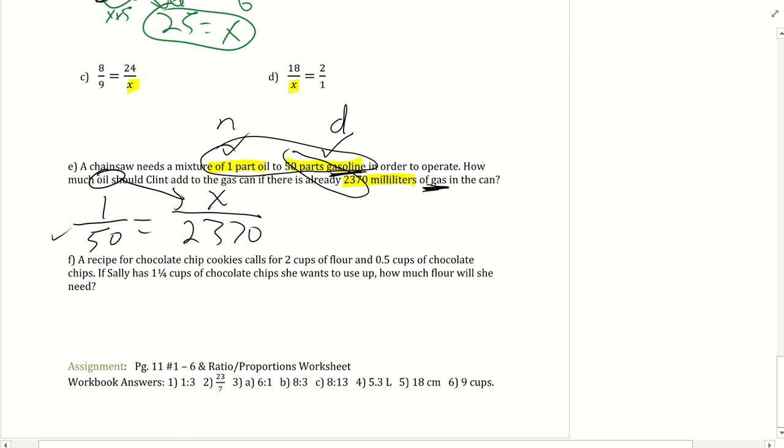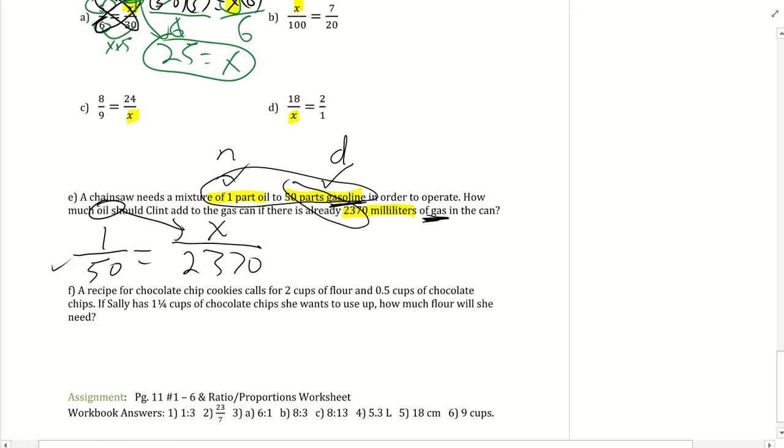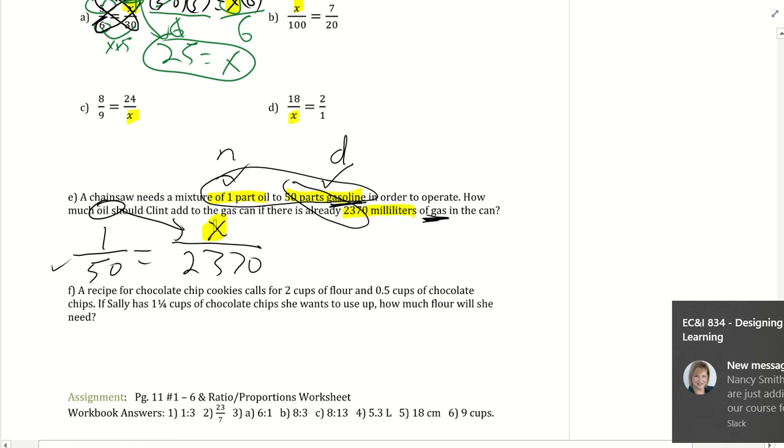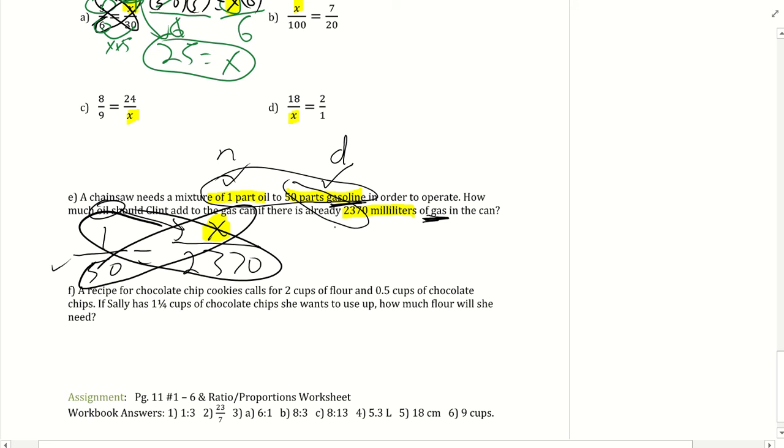So now that we're set up with our fractions here, we can look at our previous work and figure out how we can do this proportion. We have 3 pieces of information and we're trying to figure out the fourth. So we really want to know what our x is here. So again, if you cross multiply, you would get 2,370 times 1 is that, right? And then 50 times x is 50x.